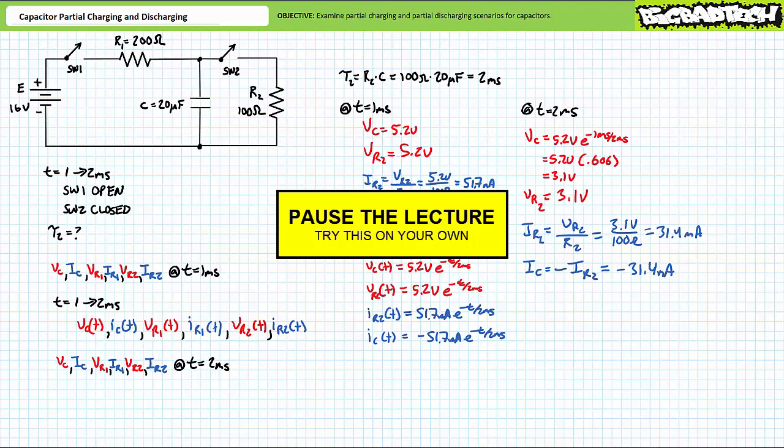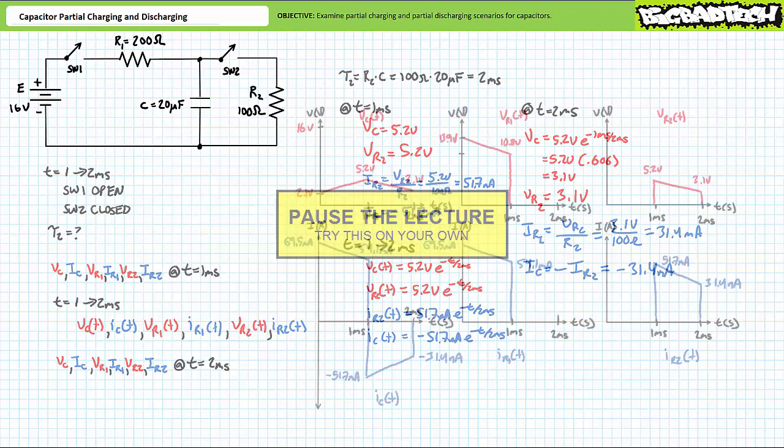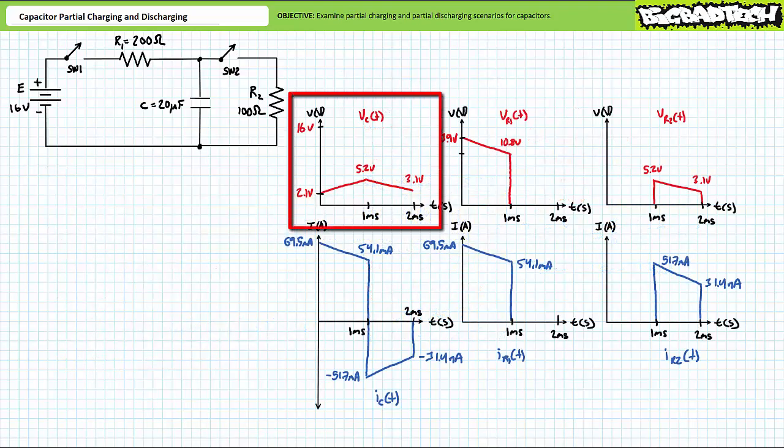If you're tracking, your plots should look something like this. Voltage across the capacitor looks like this. At t equals 0, it initiates the partial charge at 2.1 volts and climbs up to 5.2 volts by 1 millisecond. During the partial discharge, voltage across the capacitor drops from the previously obtained 5.2 volts down to 3.1 volts 1 millisecond later at 2 milliseconds. Note that voltage across the capacitor never underwent an instantaneous transition or sudden reversal in polarity, but rather did a nice, smooth, predictable ramp up and down.